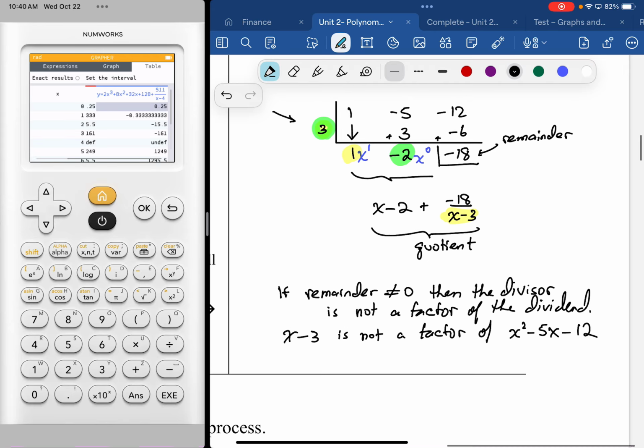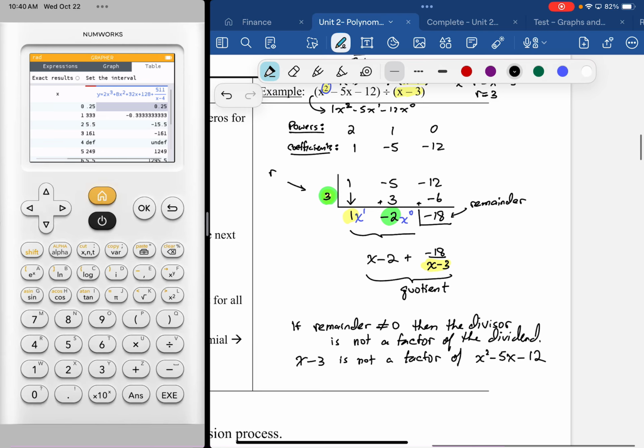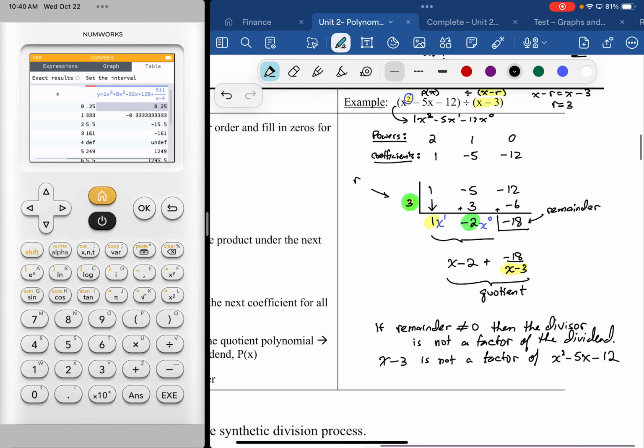And if you look at this particular example, you might think, well, that's kind of pointless because I could just factor what I started with and see if I get x minus 3. I agree. It kind of is pointless for a quadratic because we know how to factor quadratics.